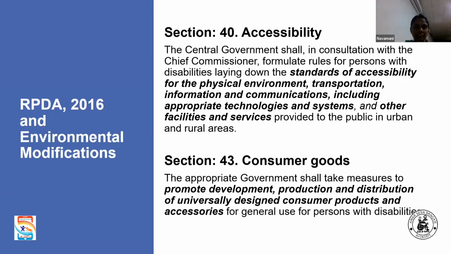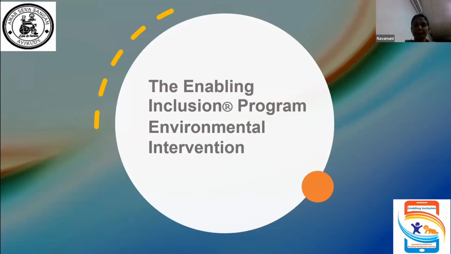Section 43 talks about consumer goods. The appropriate government shall take measures to promote development, production, and distribution of universally designed consumer products and accessories for general use for persons with disabilities.